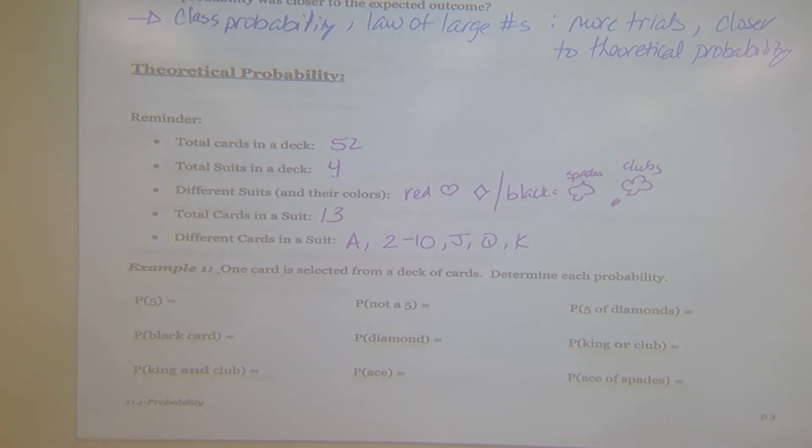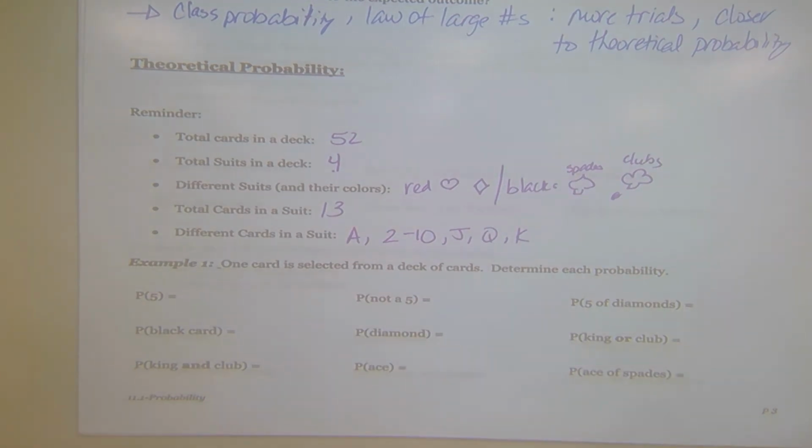I want you to do the following example. Example number 1, it goes on to the next page, and I want you to find those probabilities. Remember, your experiment is that you're picking 1 card from a deck of cards. So you're picking out of those 52 cards, that's going to be your denominator. Pause the video, do the experiment, and then come back to me.